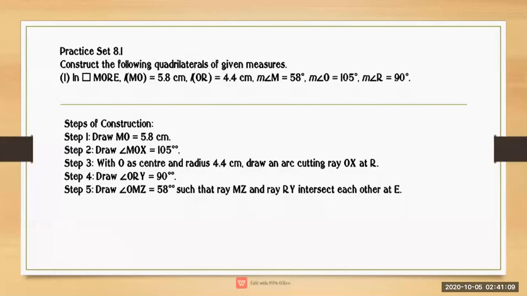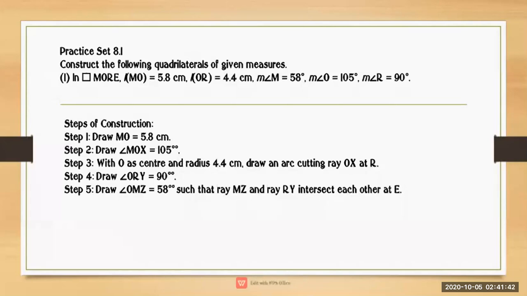Here how many elements are given? 1, 2, 3, 4, 5. See, here also 5 elements are given. That means we can construct by taking 5 elements. Now I hope you have understood the question. MO is our side, that is 5.8 centimeter. OR is our next side, that is 4.4 centimeter. Measurement of angle M is 58 degrees. Measurement of angle O is 105 degrees. Measurement of angle R is 90 degrees.